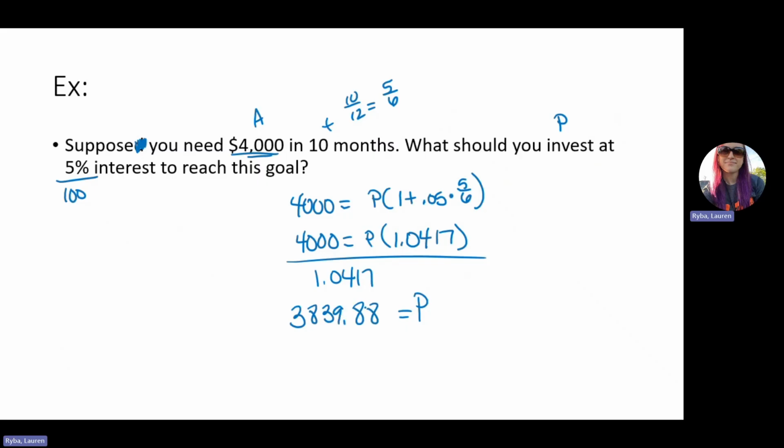and I will get $3,839.88. So just to show you the difference, if I had rounded it to 1.04, and when I divide 4,000 by 1.04, I would have gotten an answer of $3,847.12. So you can see how just adding those two extra decimals, that 1.7, there is a difference of almost $8.